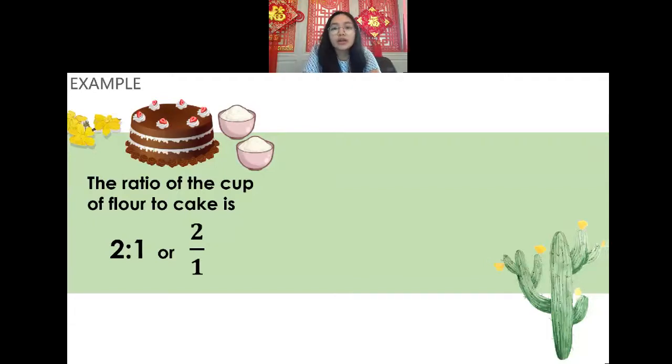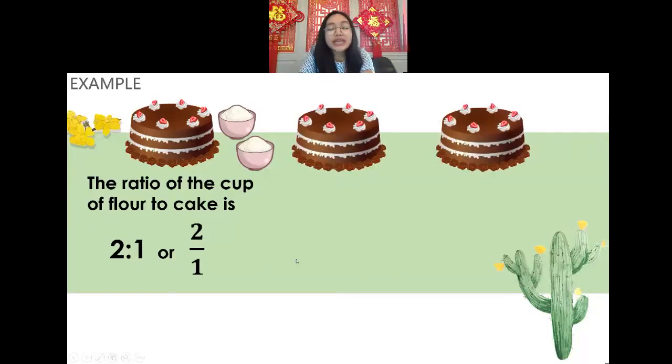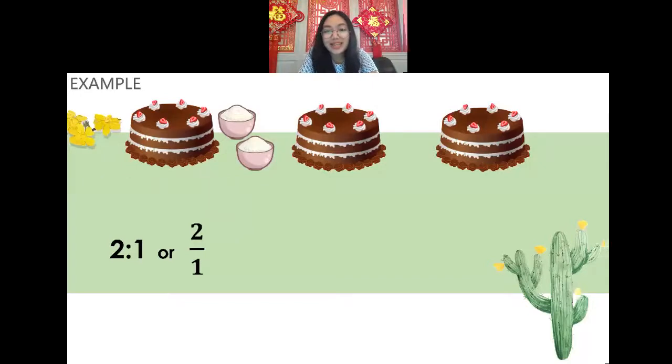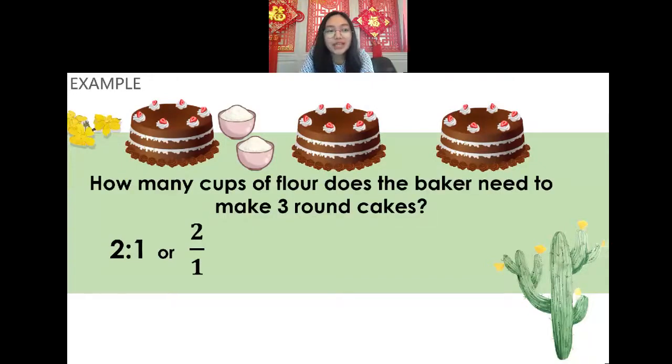Now, but I want to make 3 cakes. How am I going to do that? What if I'm going to have 3 cakes? How many cups of flour does the baker need to make 3 round cakes? What do you think?